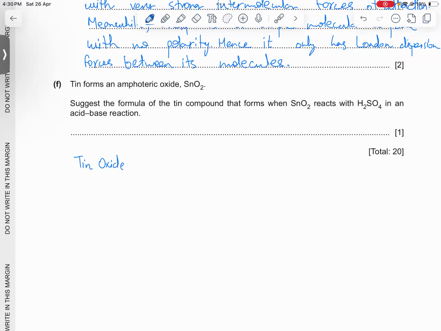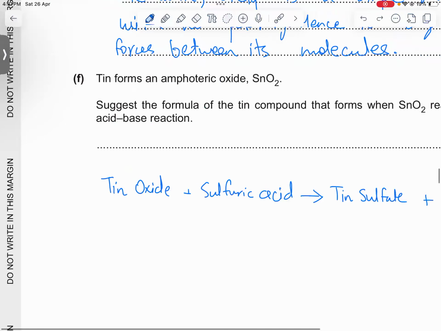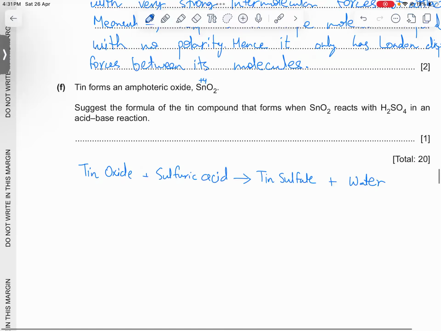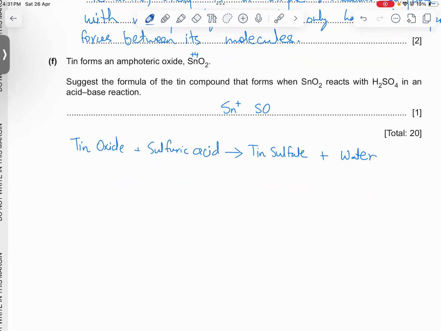Tin oxide plus sulfuric acid, because right now it is reacting with an acid, it acts as a base and it should produce the salt tin sulfate. All right, and it should produce water. They are asking what is the formula of this tin sulfate. How would you know the formula of tin sulfate? You need to know the oxidation state. If something is SnO2, that means Sn has a charge of +4 and sulfate has a charge of -2, if you remember, right? So 4 goes here, 2 goes here.